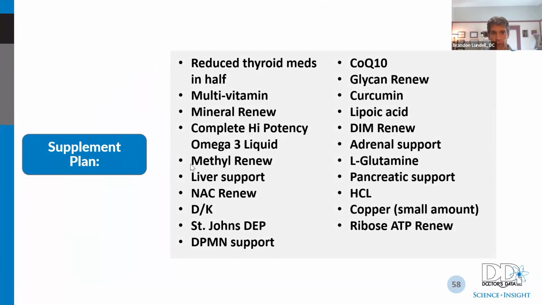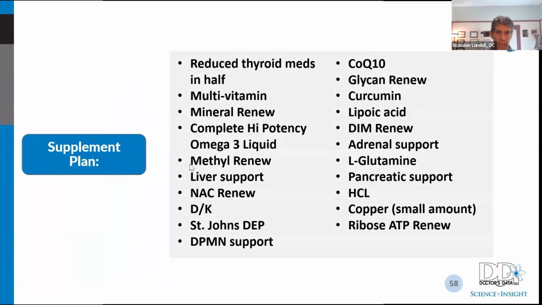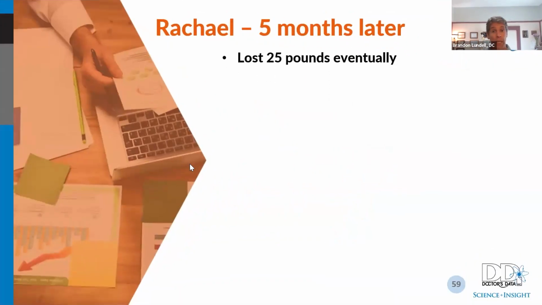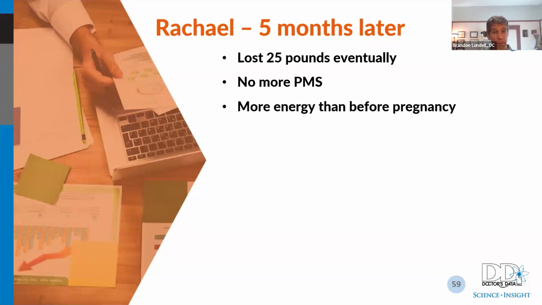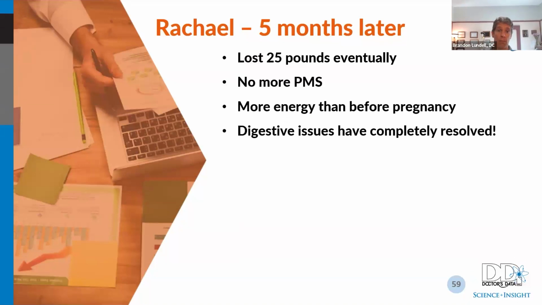This is her supplement plan again. So 5 months later, we put her on the plan. She started doing everything and she felt great immediately. Even reducing her thyroid meds, she had about a week where she didn't feel good. Not everybody responds this quickly, but after 5 months, she lost 25 pounds, no more PMS that she had. She had more energy than she had before she was pregnant. Her digestive issues resolved completely, which she was very grateful for.